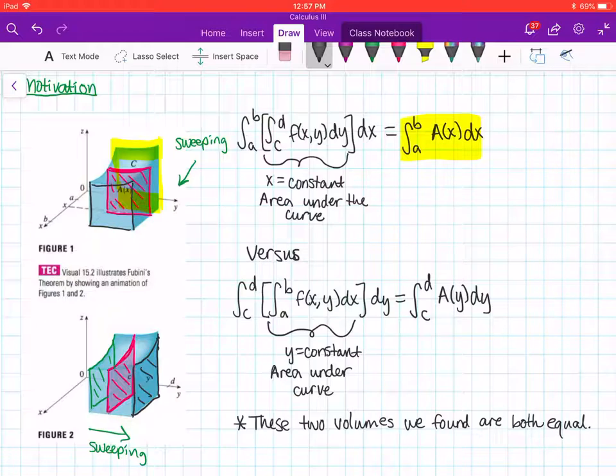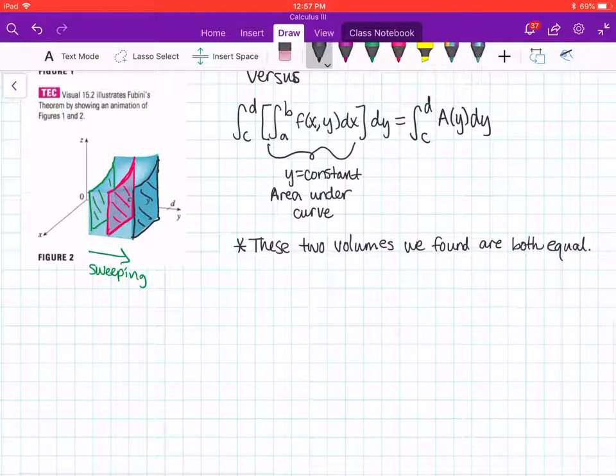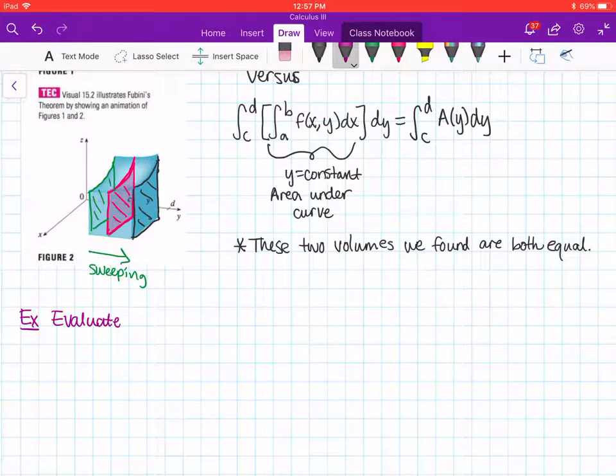Okay, so the next one that we're going to do is we're just going to look at another example, and basically what's going to happen is we'll do it one way, and I want you to double check if you do it the other way that you get the same answer. So kind of verifying Fubini's theorem.